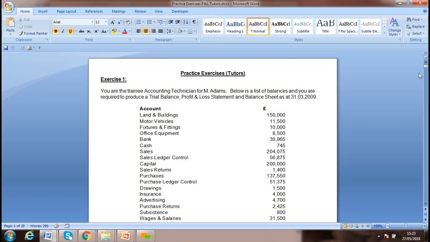If we look at land and building, is it an expense? Is it an asset? Land and building is an asset for a business. Yes, we can use it for business activity. We own it, it's called an asset. Motor vehicle is an asset for a business. Fixtures and fittings are an asset for a business. Office equipment is an asset for a business. Bank, which means cash, is an asset for a business. Sales is an income for a business.